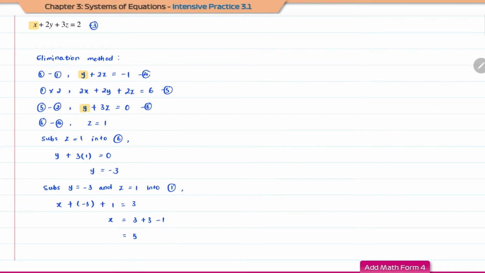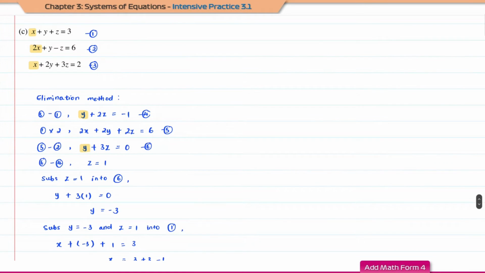So therefore you have already solved this question using the elimination method. So next we're going to solve this using the substitution method.